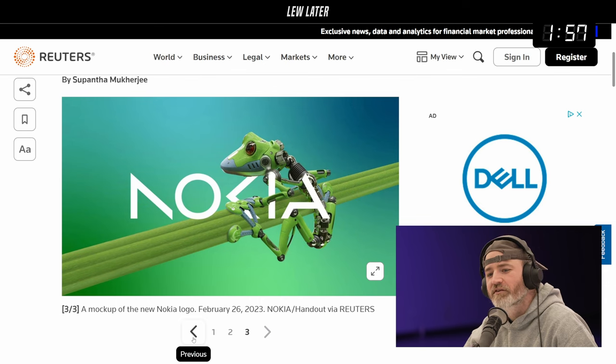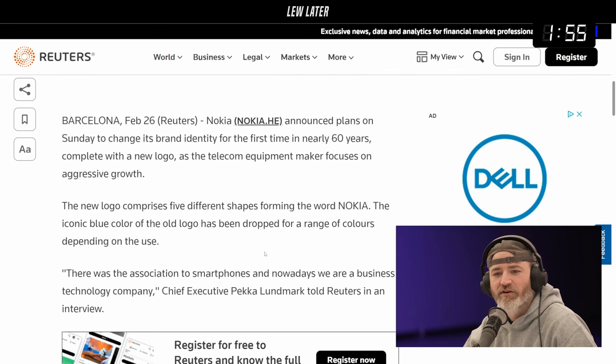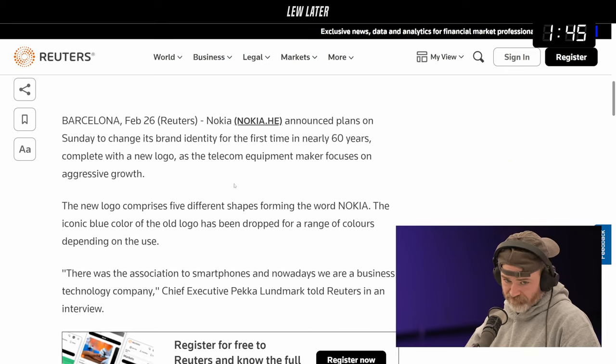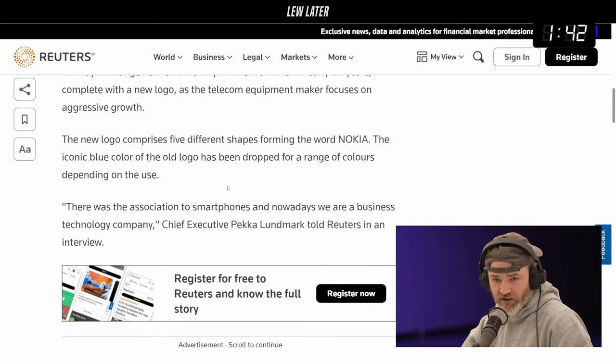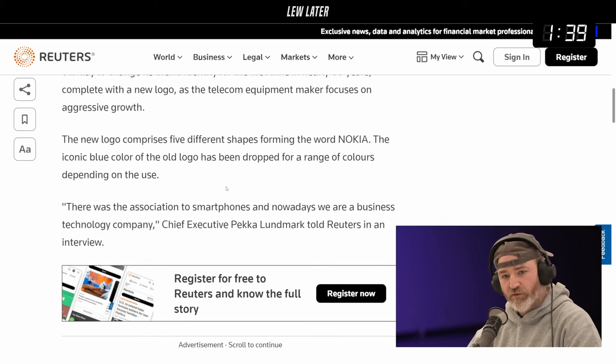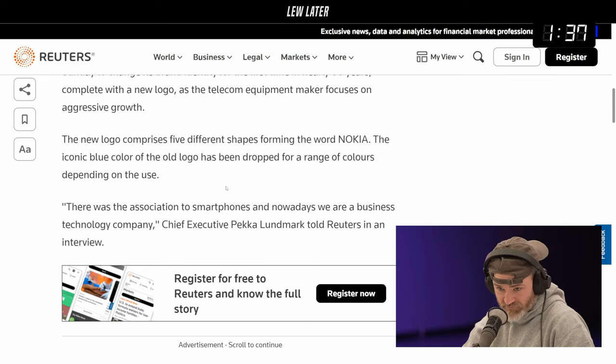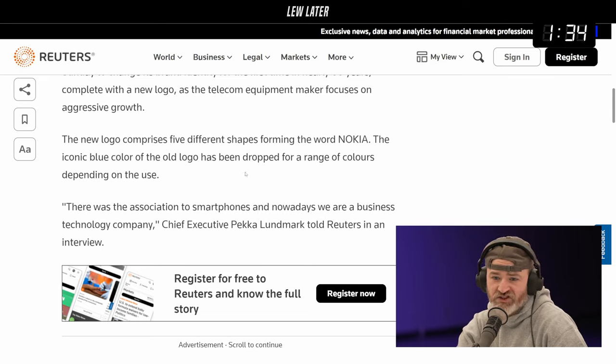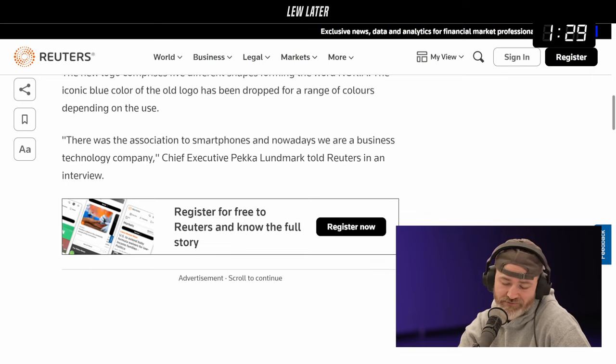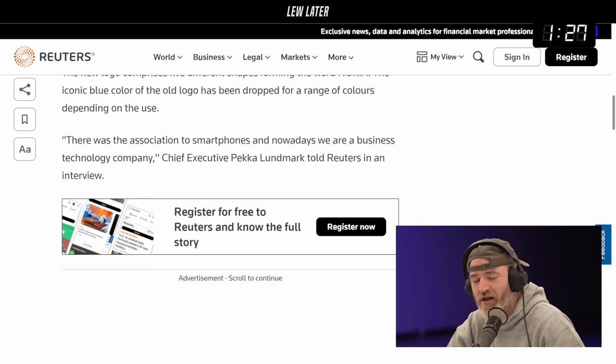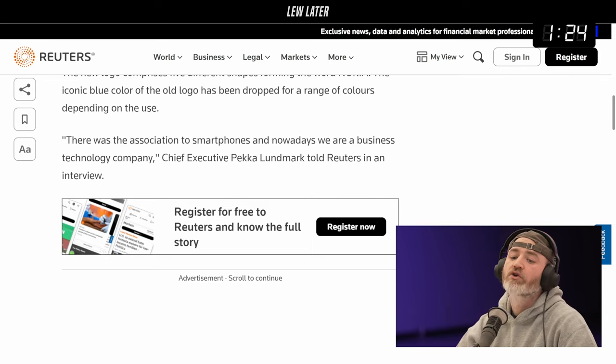What is their new strategy? Are they AI now too? Like that plays a role here. Announced plans on Sunday to change its brand identity for the first time in 60 years. The new logo comprises five different shapes forming the word Nokia, which I'm not saying correctly. The iconic blue color of the old logo has been dropped for a range of colors depending on the use. There was an association to smartphones, and nowadays we are a business technology company. Okay, so they're more business now and less smartphone, and they're letting you know with their symbols and their equation and so forth.